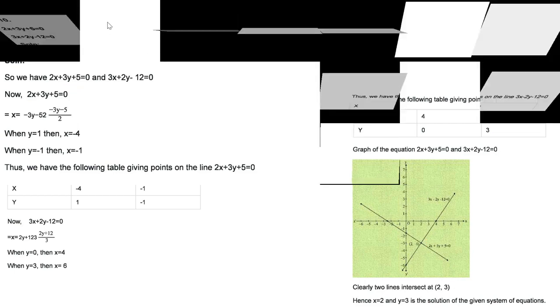So this is the solution, right? Now here the scenario is something different. 2x plus 3y equal to 6.